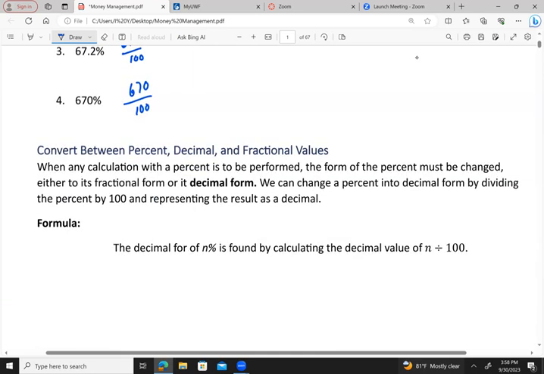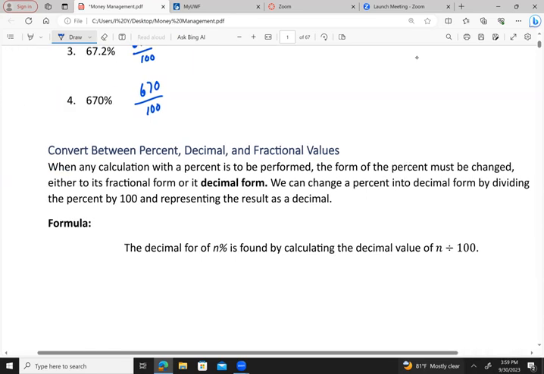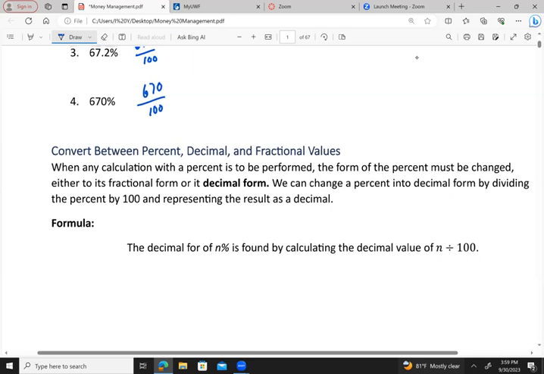Okay, so let's look at converting between percent, decimal, and fractional values. When any calculation with percent is to be performed, the form of the percent must be changed either to a fractional form or a decimal form. We can change a percent into decimal form by dividing a percent by 100 and representing the result as a decimal. Decimal for n percent is found by calculating the decimal value of n divided by 100.